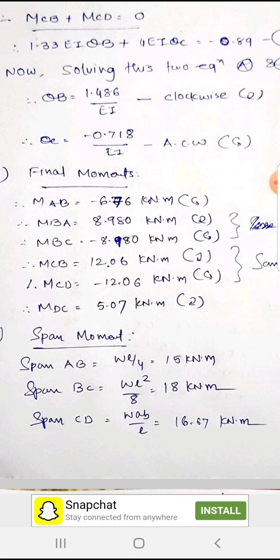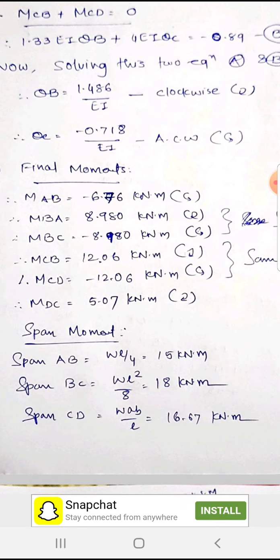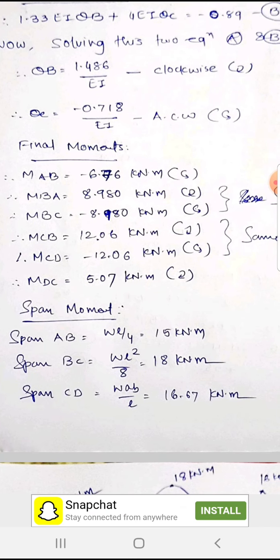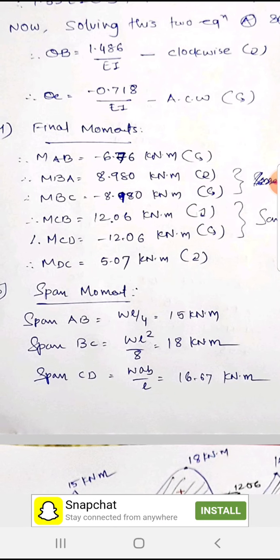MAB, MBA, MBC, we get these 6 values. And the most important thing here is that moment from B to A and moment from B to C, both values are the same. And moment from C to B and moment from C to D, both values are again the same, because it is a single joint, and at a single joint we always get the same moment.